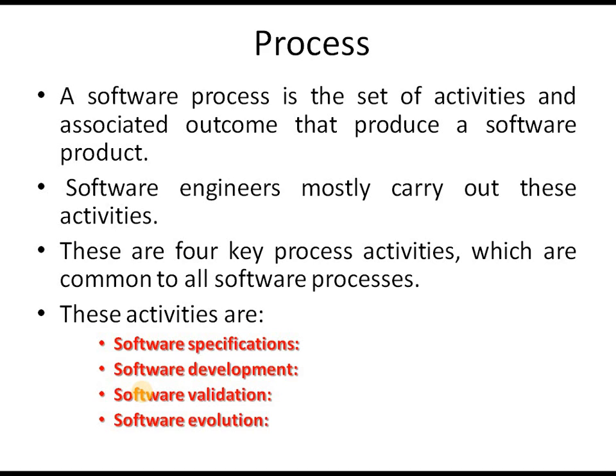Many times the solution involves designing a product, like a machine, that meets certain criteria and accomplishes certain tasks. This process is different from the step method, which you may be more familiar with. There are 4 key process activities common to all software processes: software specification, software development, software validation, and software evolution. These are the common processes that we use to develop any software and build our project.